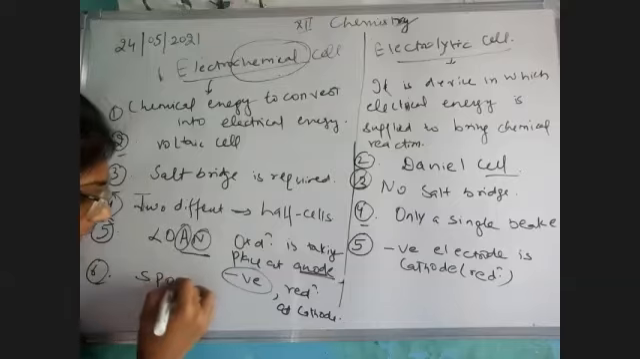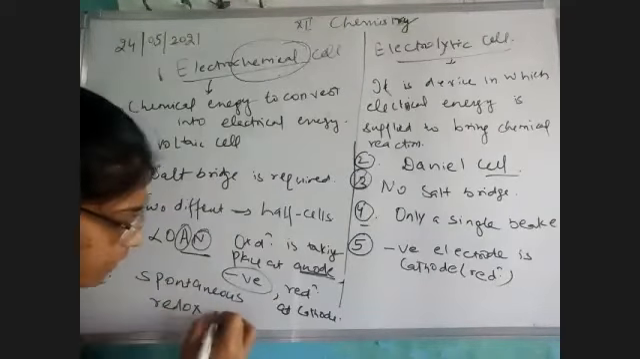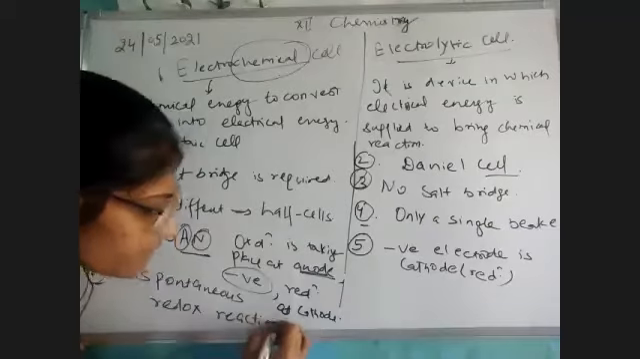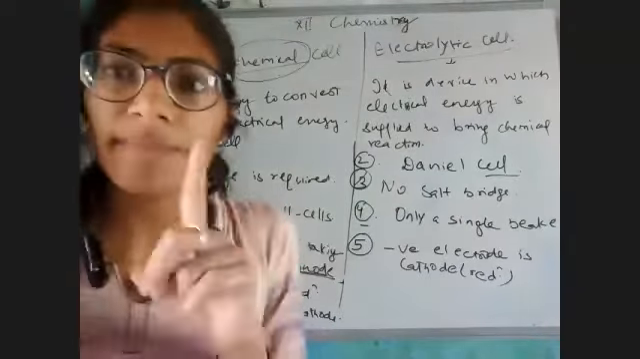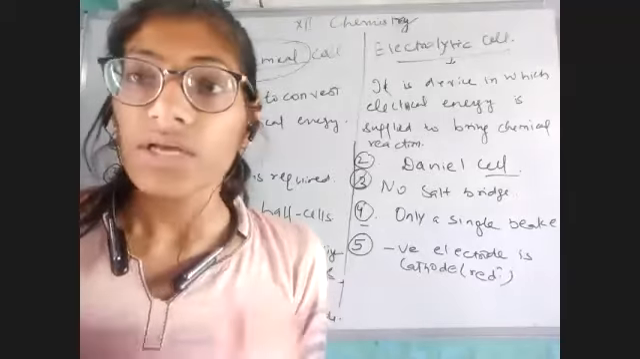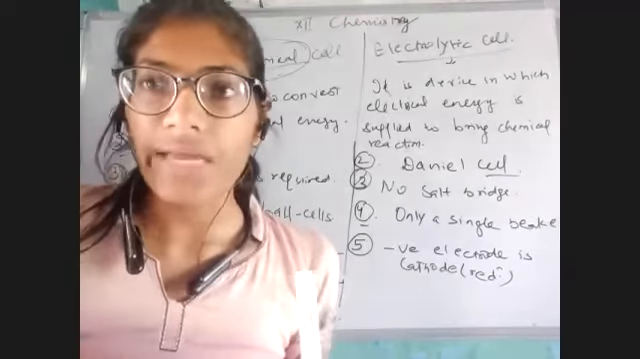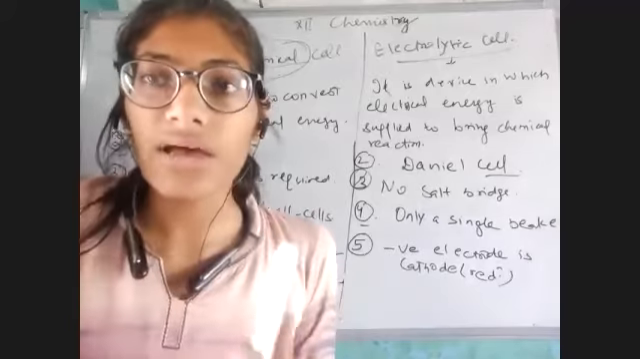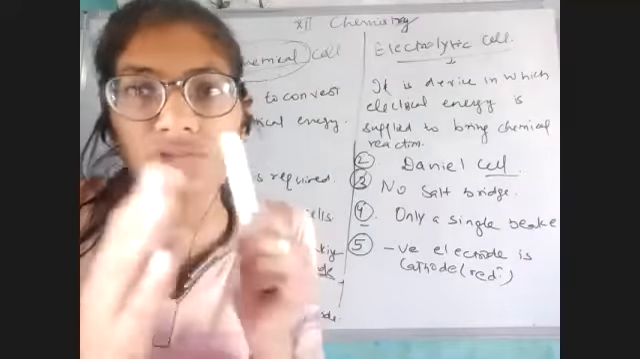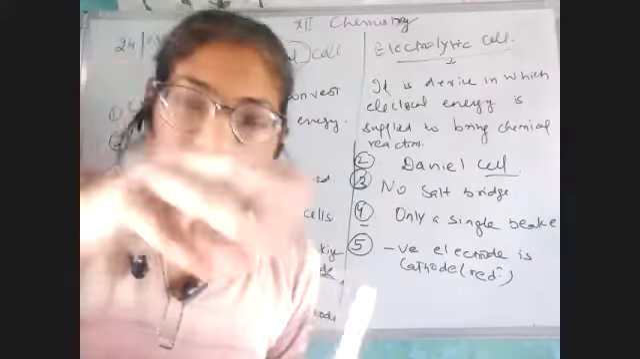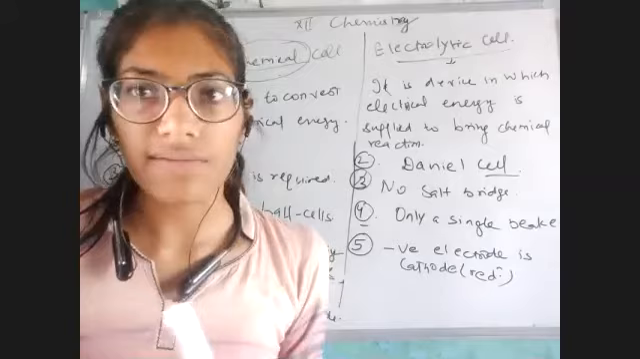Here the redox reaction was spontaneous. What is spontaneous? Anyone knows the meaning of spontaneous? I hope you have studied this word in chapter number 8 of 11th class, redox reaction. Spontaneous means the reaction which is taking place automatically. That means we do not need to provide it any kind of heat, any kind of sunlight, any kind of energy to start the reaction. The reaction is starting automatically, it's proceeding by itself.